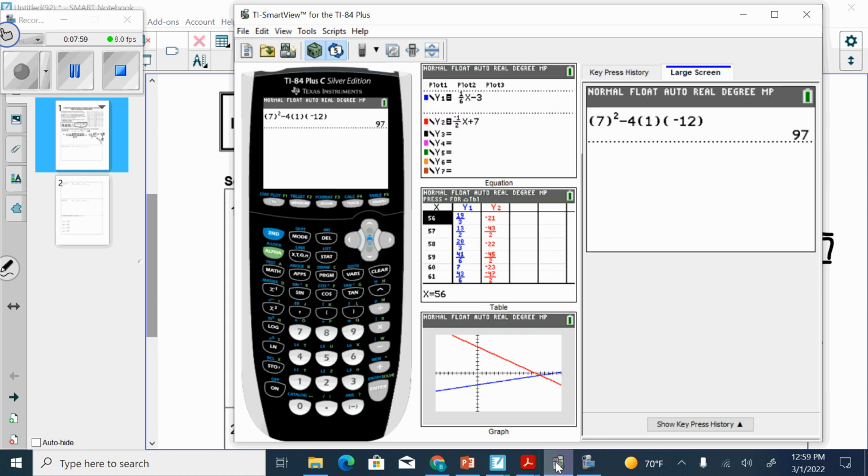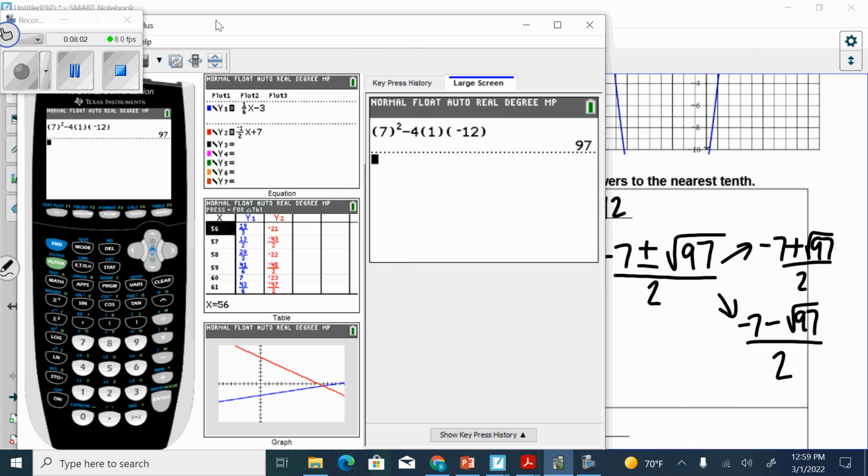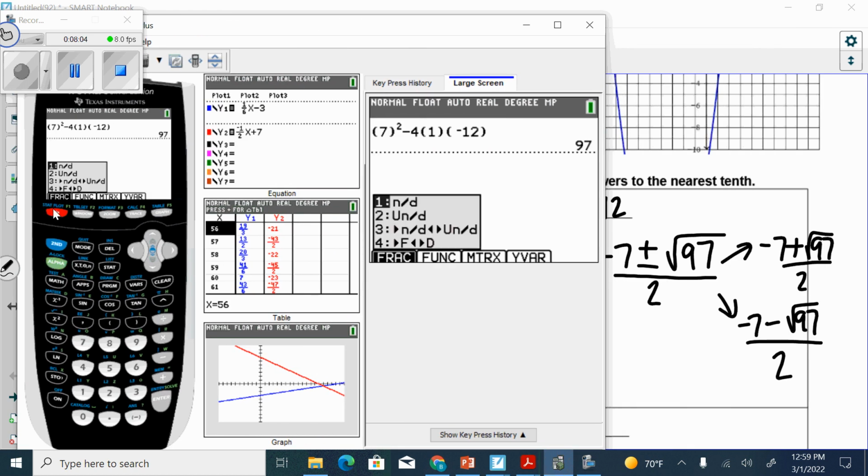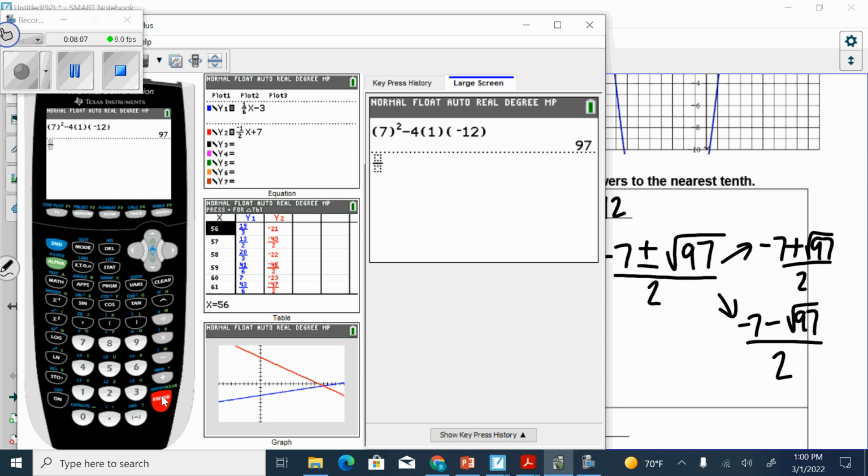Okay? So remember, to make that fraction, we're going to hit the alpha y equals and press enter. And then it lets me type in the top and the bottom. So alpha y equals enter. So now in the top, I've got negative 7. I'm going to do my plus first. So negative 7 plus the square root. To do a square root, you press second and then the x squared and put your 97. And then arrow to the bottom and put in your 2. Okay? And this is what we get.